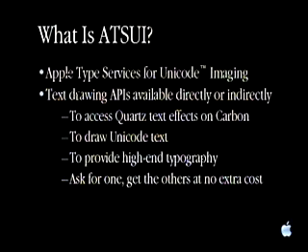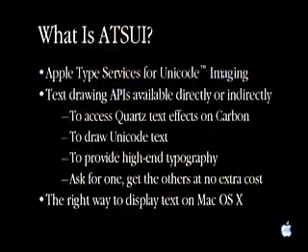And of course, if you want to do any one of these three things, you get the other two basically for free. If you want to draw Unicode text, you can use ATSUI. You will get Quartz and high-end typography for free. If you want to do Quartz with your text, you use ATSUI, you get all of Unicode and high-end typography for free. And if you want to do the type, you use ATSUI and you get the other two for free. So fundamentally, ATSUI is the way to draw text on Mac OS X. It is the preferred system for drawing text.